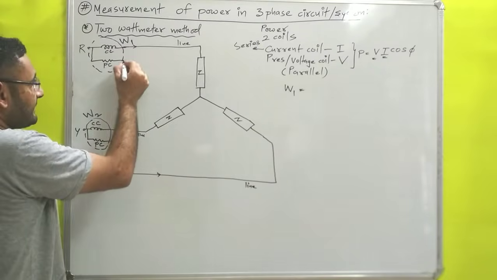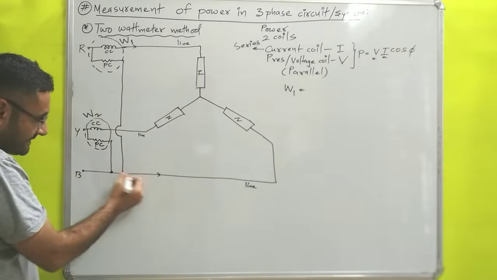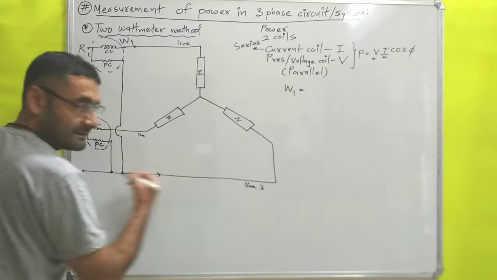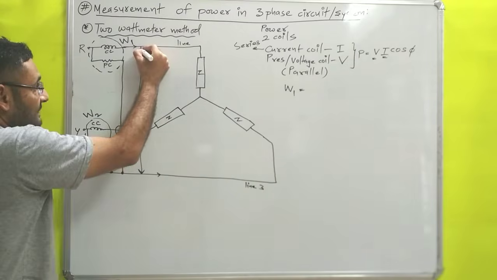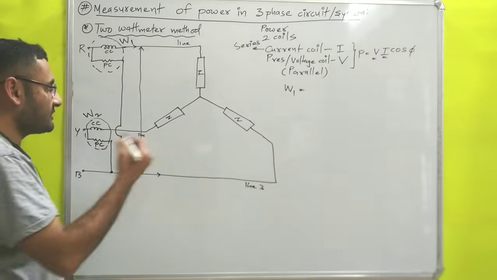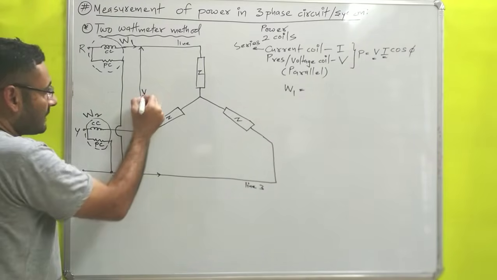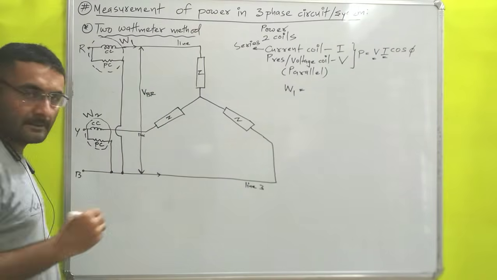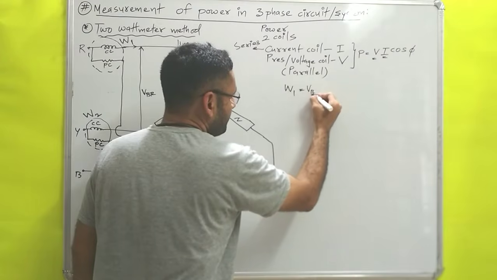So for wattmeter 1, V will be what? That is connected in parallel between line 1 and the last one, which is connected with line 3. So between these two lines, whatever potential is there, that is known as the line voltage or line potential, which is V. That is B, and that is R. So I will write VBR. Now current will be what? So over here instead of V, I will write VBR.